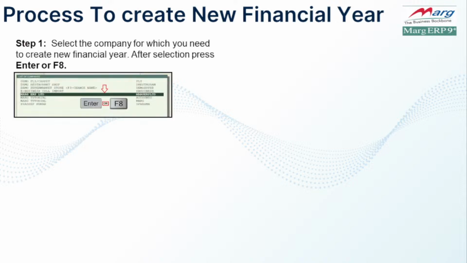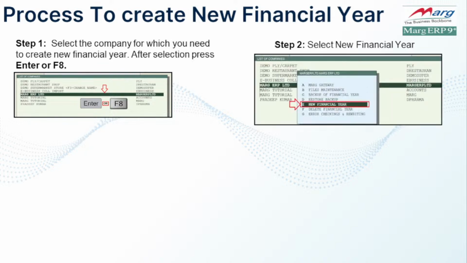So the very first step is to go to the company list. If you're in the software, press Alt X to visit the list of companies. And now you can simply press F8 or enter on the company for which you want to create the financial year. You will see this option. This box will come up.